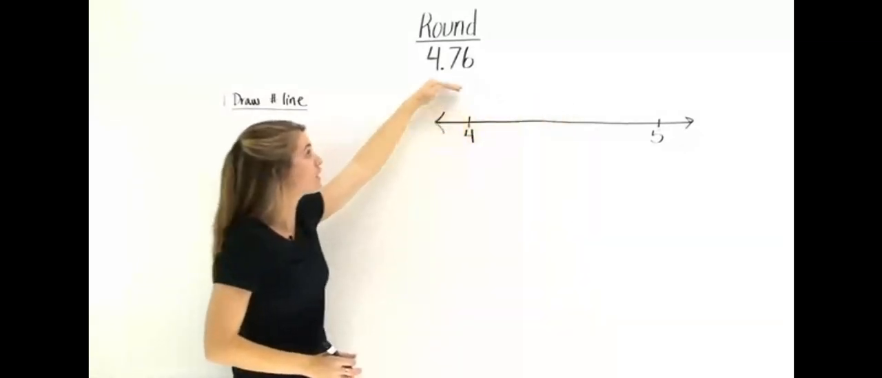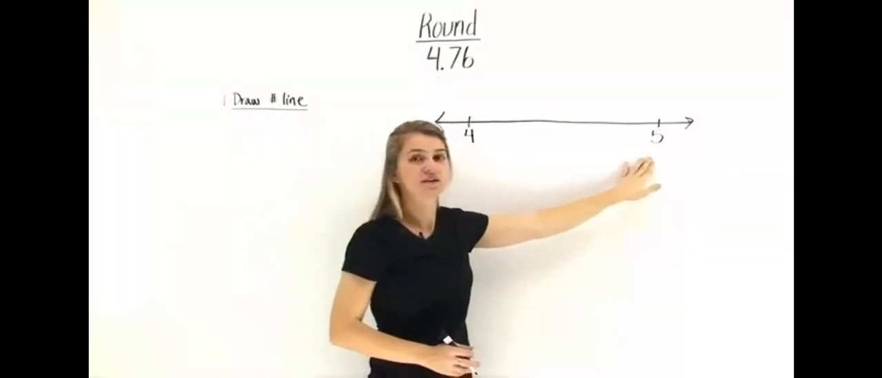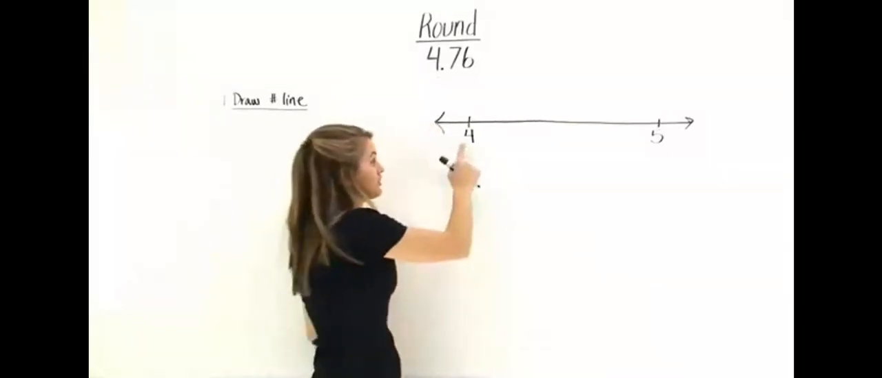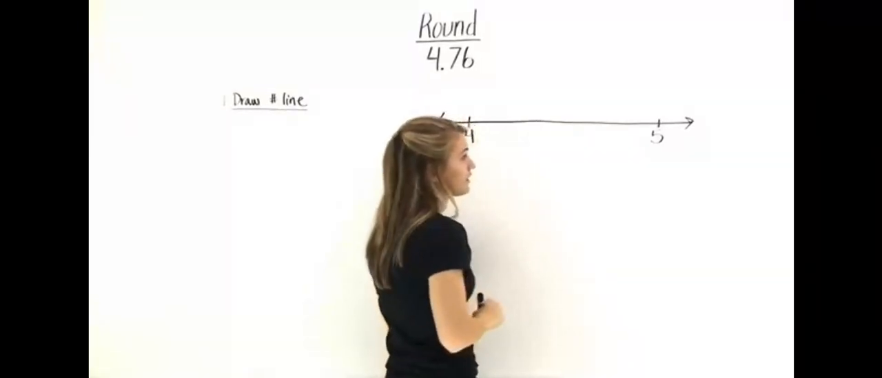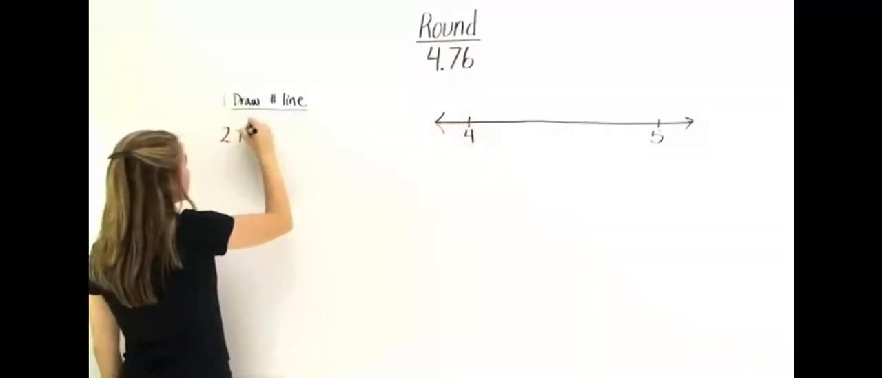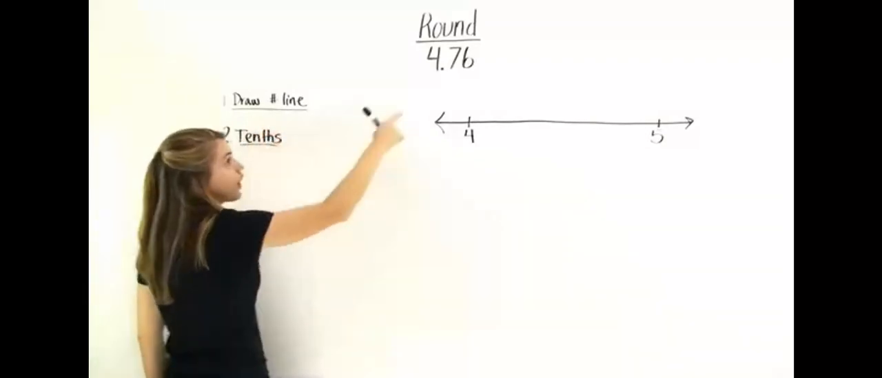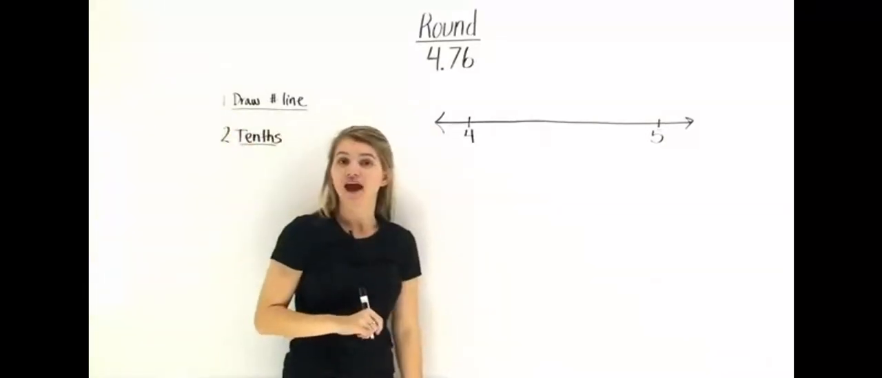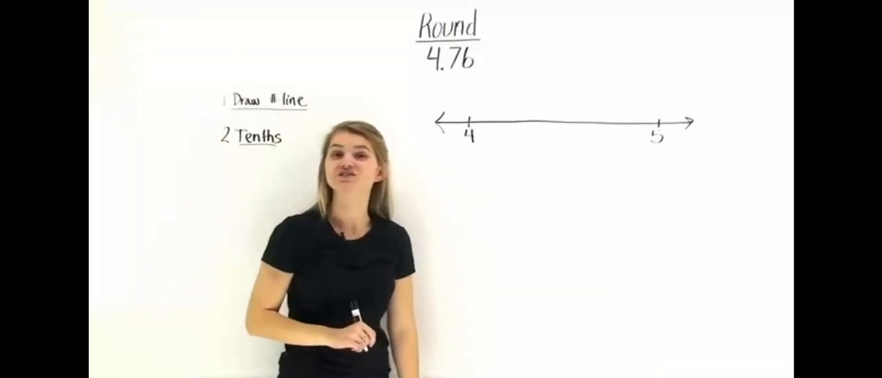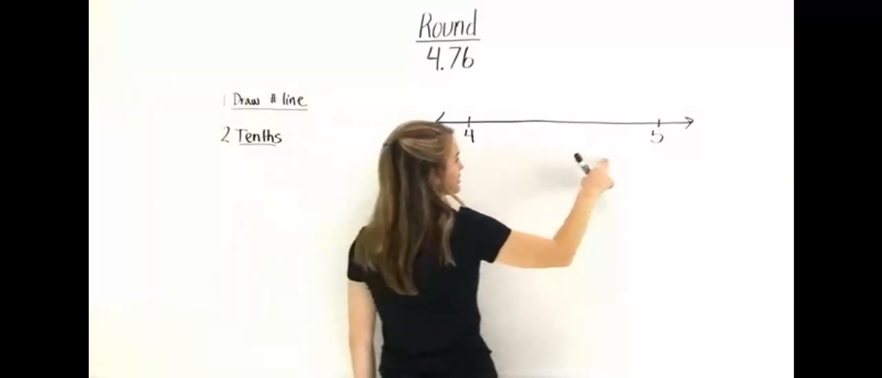But where does our number, 4 and 76 hundredths, fall on the number line? Well, it's hard to tell now with just 4 and 5 on the number line. What if instead we broke this number line up even further into tenths? Maybe that would help us visualize where our number is on the number line, and then we could see how to round it to the nearest whole number. Let's go ahead and do that. Let's break this up into tenths.